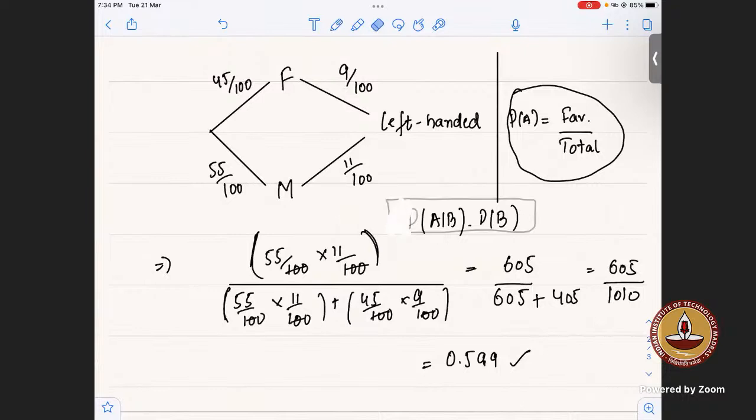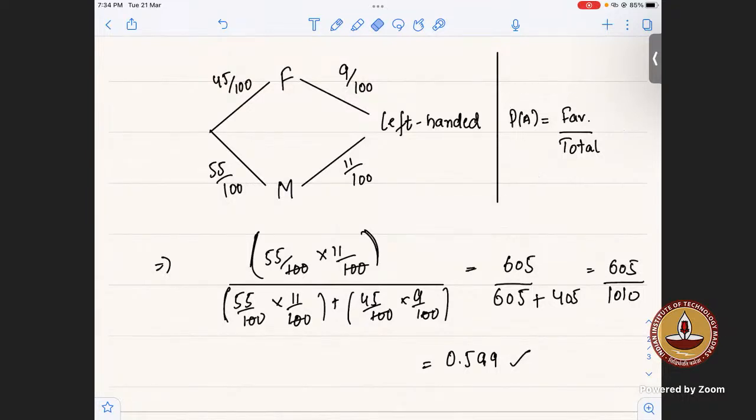So what I have tried to show you through this question is that what probabilities we are dealing with, even in Bayes theorem, it's still favorable cases over total cases, right? So I hope everyone is clear with this question. Any doubts in this question? No, sir, not clear. Okay.